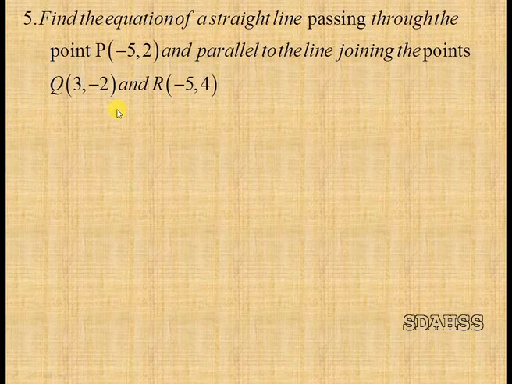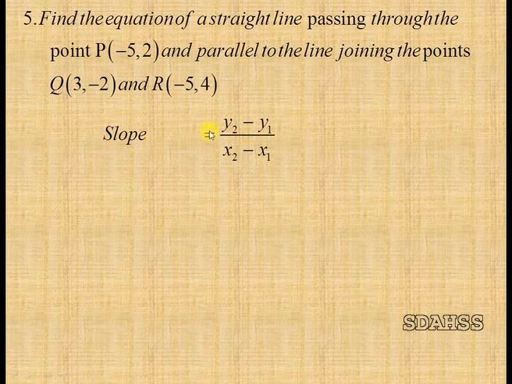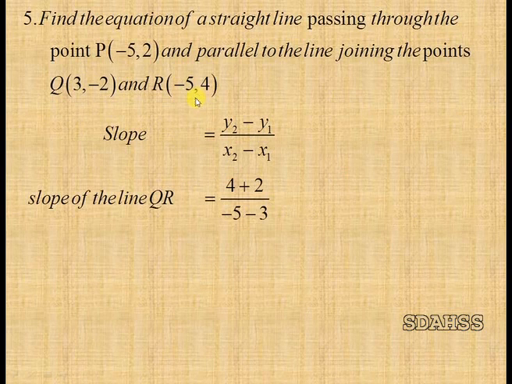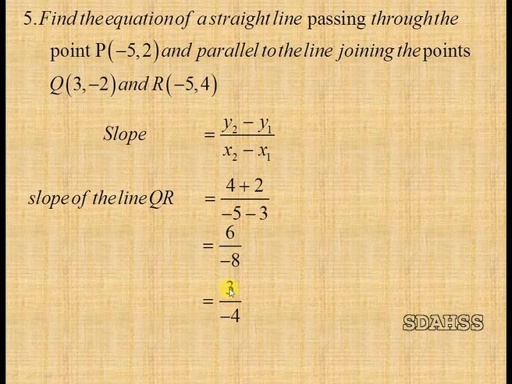First find the slope. Slope is equal to, here 2 points are given, so you have to use this formula y2 minus y1 divided by x2 minus x1. Substitute the values. This is x1 y1 and this is x2 y2, which is equal to 4 plus 2 divided by minus 5 minus 3, which is equal to 4 plus 2 is 6 divided by minus 5 minus 3 means minus 8. Cancel the numerator and denominator by 2. So remaining you have 3 by minus 4, which is equal to minus 3 by 4.